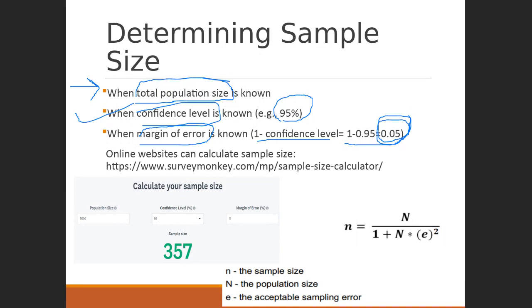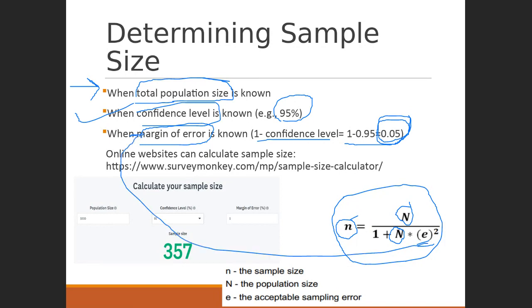So let's discuss first the case where you are aware of your population size. This is the formula where you can measure your sample size. Small n indicates your sample size. Large N is basically your population size, and E is your margin of error, which is 1 minus your confidence level. Sometimes it is difficult to calculate your sample size manually. Therefore, there are many websites and search engines which help you to calculate a sample size automatically.